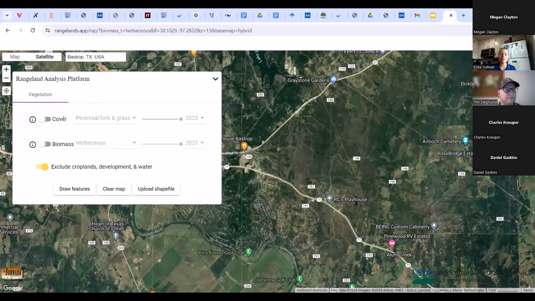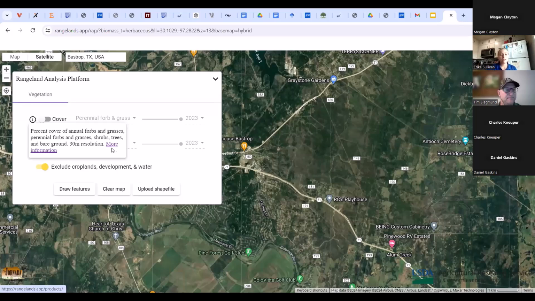So we've got cover first. If we click on this little information tab here, what is cover? Well, it's the percent cover of annual forbs and grasses, perennial forbs and grasses, shrub, trees, and bare ground. So these are all the different categories in the cover type that we can look at. And it's all at a 30-meter resolution, which I believe is about the size of a baseball diamond, which is about as accurate as it can get.